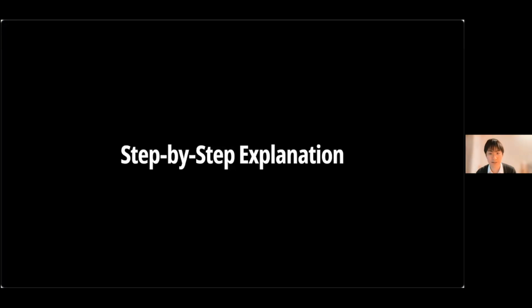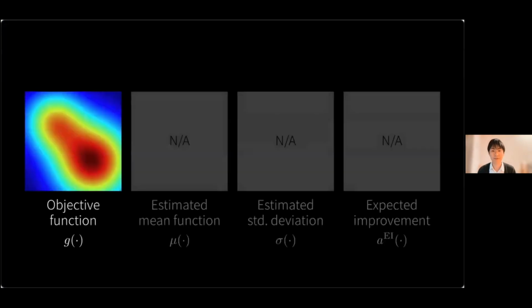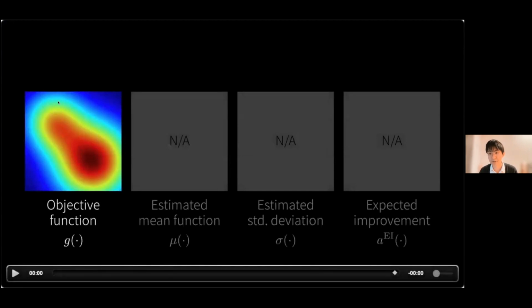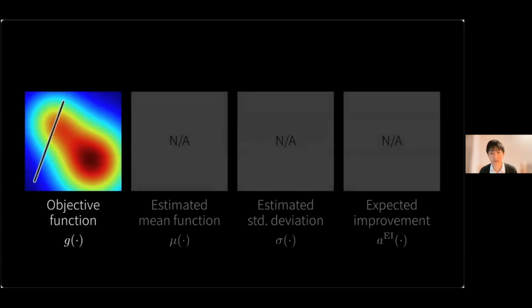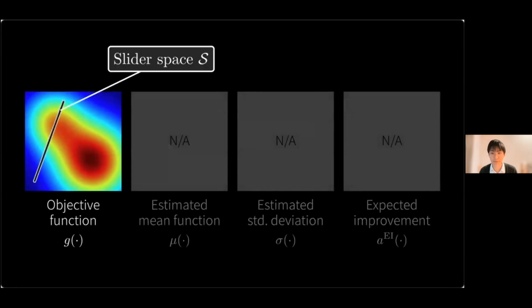Here is an example optimization sequence. Suppose that we want to find the maximum of this unknown two-dimensional function. First, the system generates an initial slider space randomly, because there is no information yet. The system asks human evaluators to perform a line search task using this space and obtains the point called X chosen, which represents the maximum in this subspace.